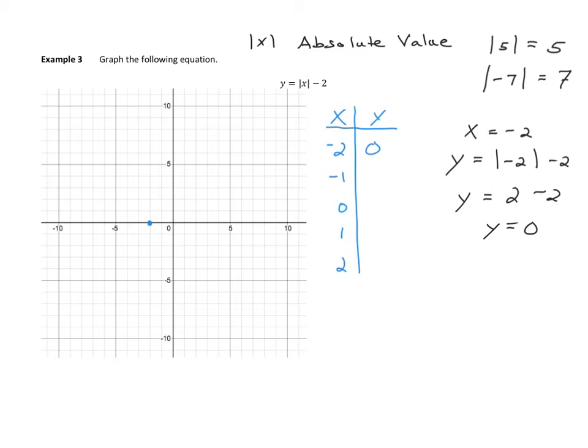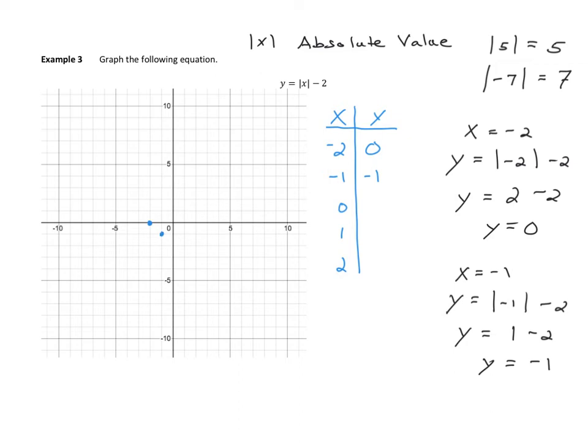Okay, we need more if we want to get a pattern. So on to x is equal to -1. If I put this into my equation, that would be the absolute value of -1 minus 2. So let's see, the absolute value of -1 is +1. And if you subtract 2 from 1, you get -1. So here we have a y value of -1. That means we go left 1 and down 1 right there.